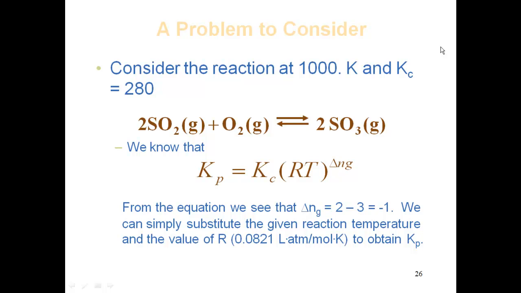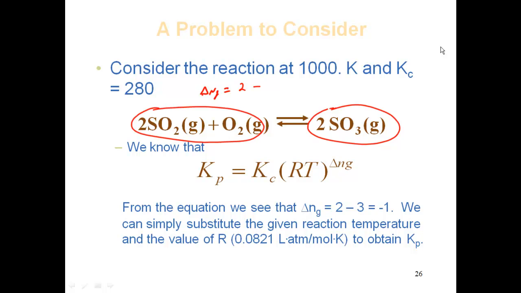So I need to plug that into my equation to convert it from Kc to Kp. Kp is equal to Kc times RT, and that RT is raised to the delta Ng power. So I have to figure out my delta Ng. I take my number of moles of gaseous product, which in this case is 2 moles of SO3, so that's 2 moles, minus my moles of reactants. I have 2 moles of SO2 gas and 1 mole of O2 gas. That's a total of 3 moles, which gets me a -1 as my delta Ng. That is the power that I would be raising my RT to.